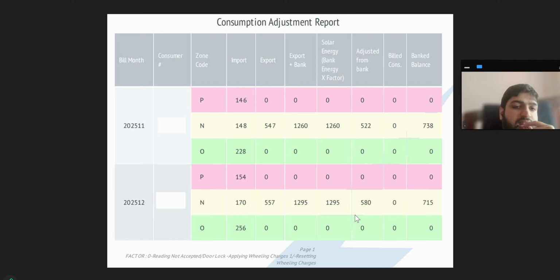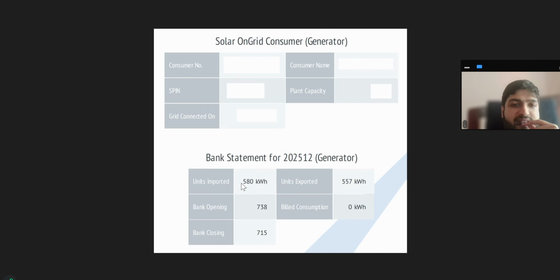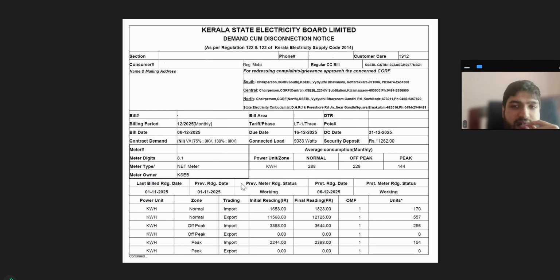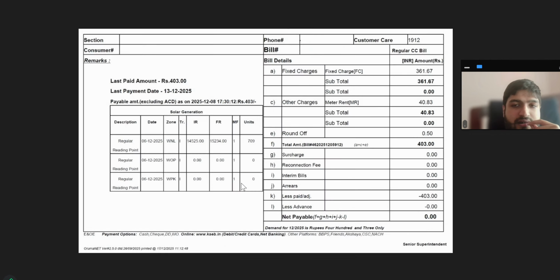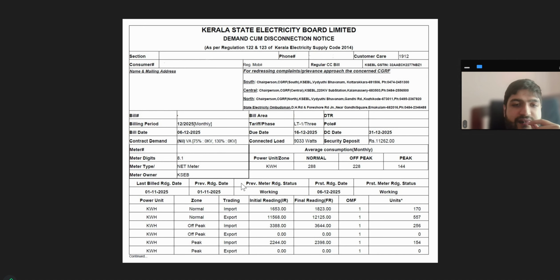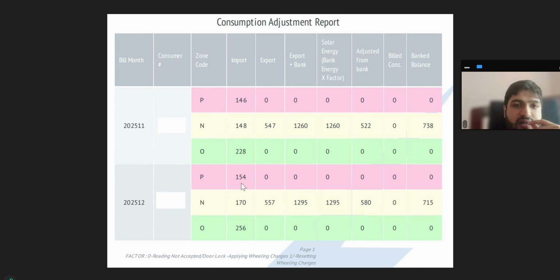Now you have the consumption adjustment report on the next page. You can see the last 2 months data here. So November and December, PNO: P is for peak, N is for normal, and O is for off peak. You can see the peak import is 154. Let's see if it matches here. Yes, the peak import will be 154. It matches here.